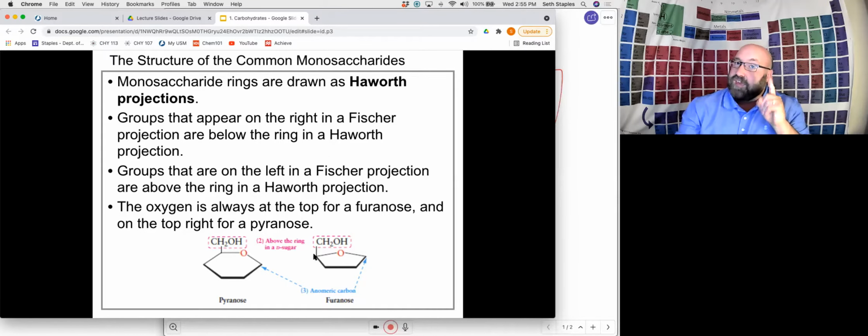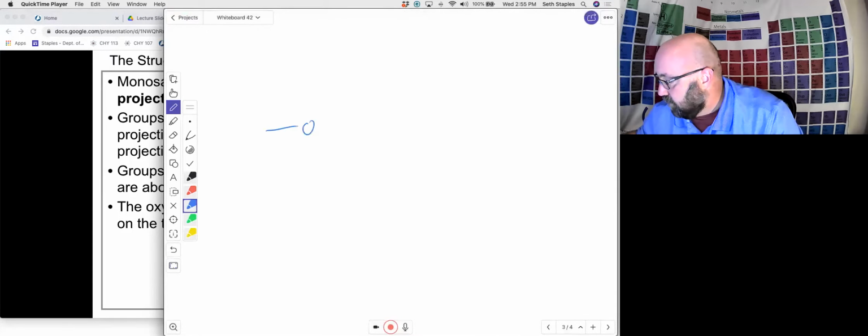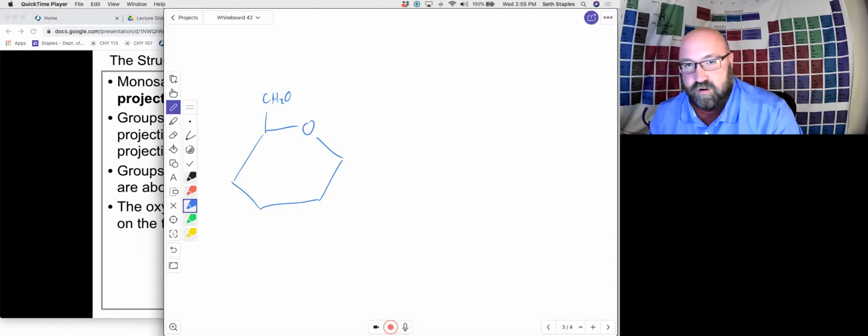And then this is the key, or one of the keys, when you're looking at these Haworth projections of carbohydrates: your anomeric carbon is always going to be the one directly to the right of the oxygen. And so when you're trying to identify whether this particular saccharide is an alpha or a beta, that's what you want to look at. So if we draw a very generalized pyranose ring, so here's a very general pyranose ring.